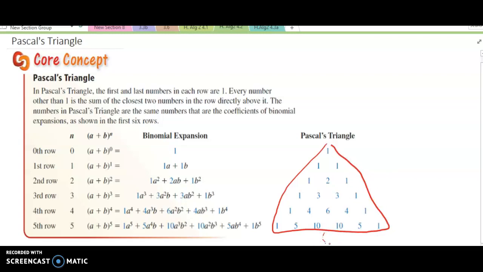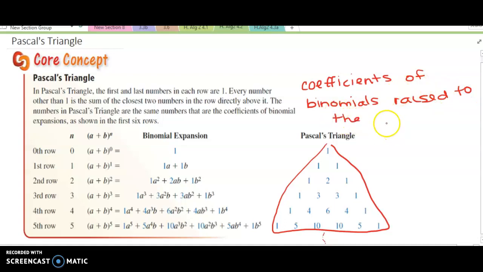Okay, now what this does is it gives us the coefficients of binomials raised to the, and I'm just going to put nth power. Now you guys are looking at me thinking, oh my gosh, I have to memorize that. No, do not memorize this because there's a pattern that unfolds here.